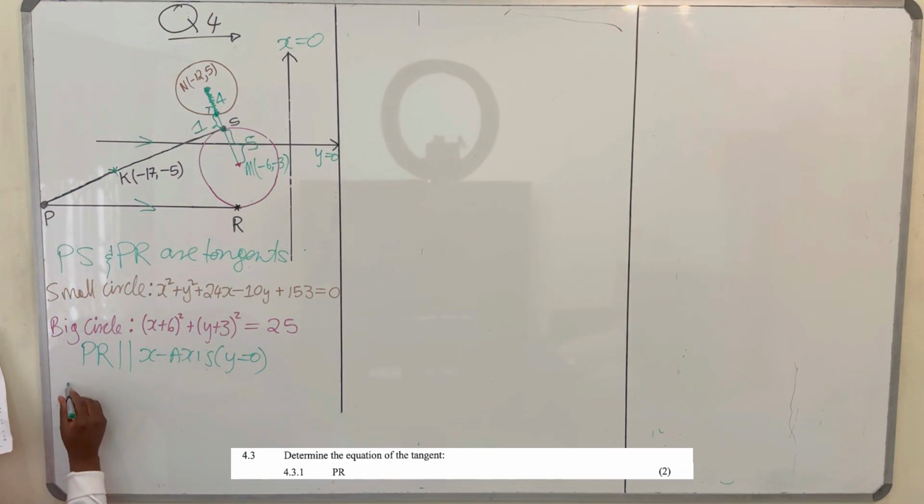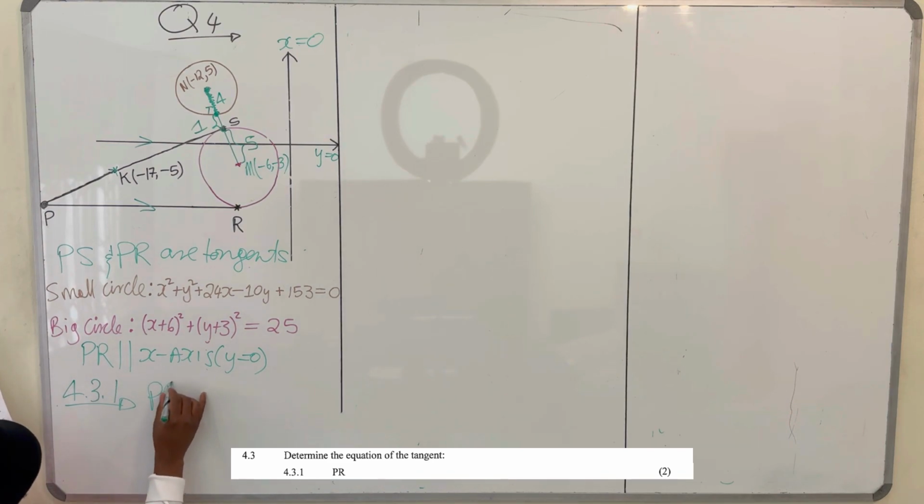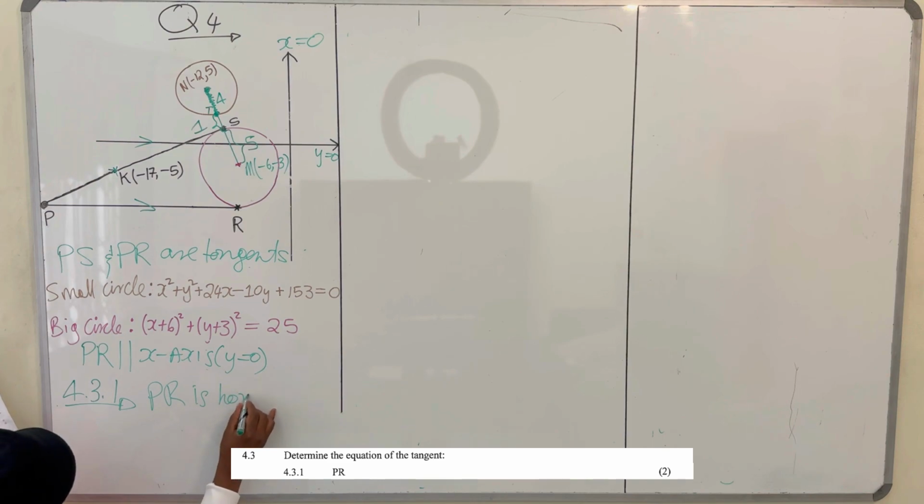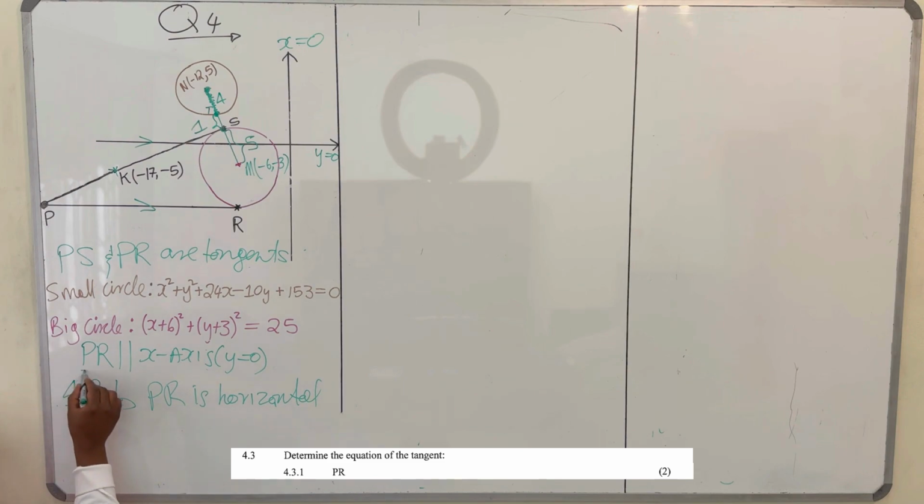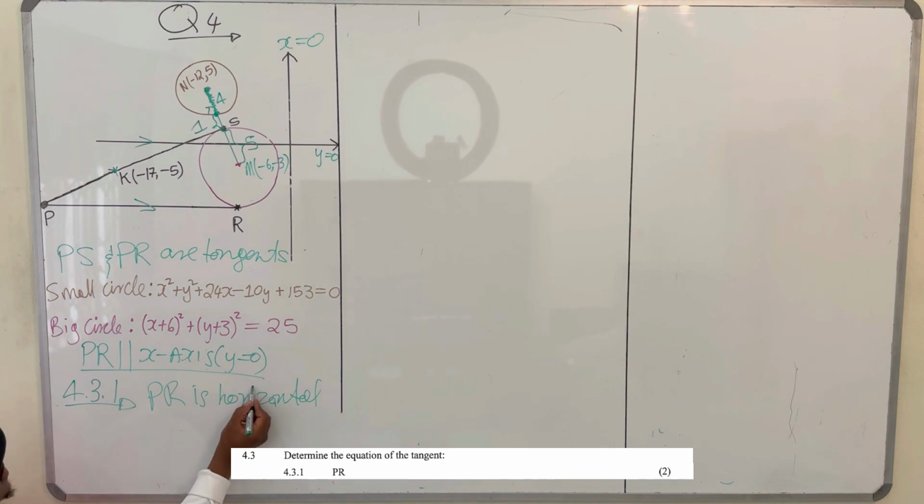4.3.1. We know that PR is horizontal. Why? Because it's parallel to the x-axis. We were told that PR is parallel to the x-axis. We know the x-axis is horizontal, right? You know that the gradient of horizontal points is what? It's 0.